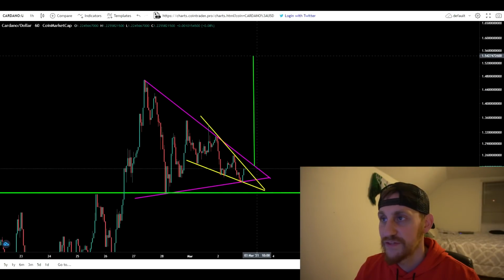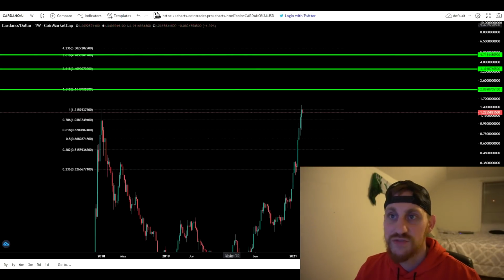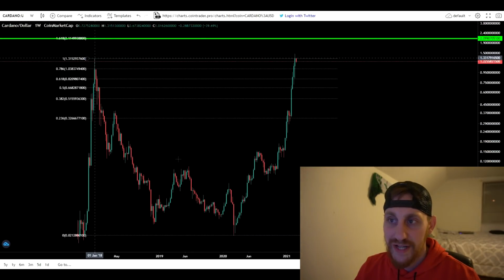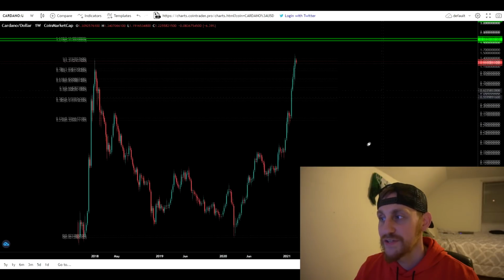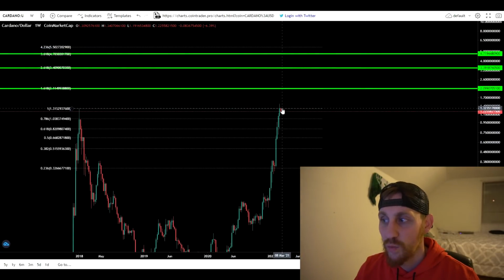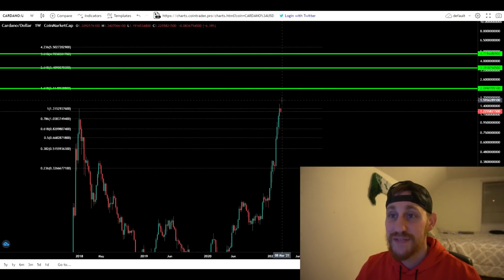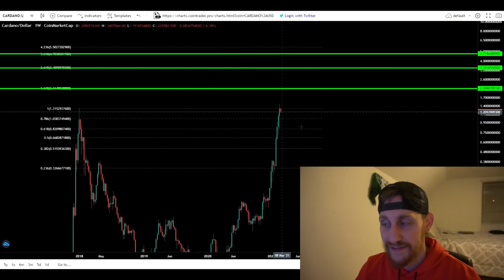We know our target's 1.54. That's just the hourly. Let's switch to the weekly and look at our long-term target. So this is our Fibonacci target from our swing high to our swing low. And you can see we just hit our 1 Fibonacci target and we pulled back. All right, that was expected. That's our all-time high, so that was expected to actually be resistance, and I'm not surprised we got a pullback there.